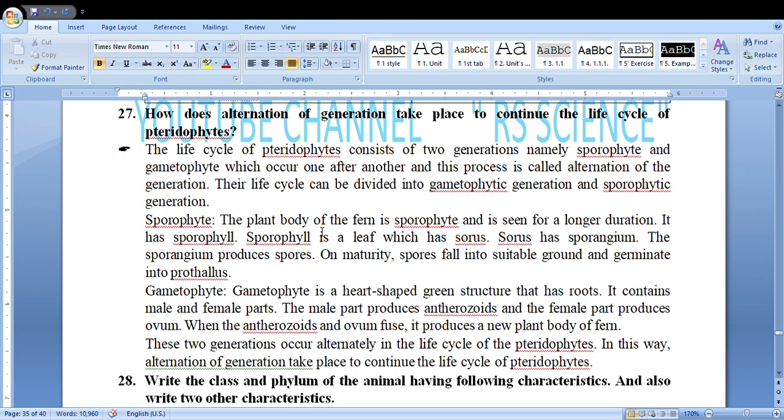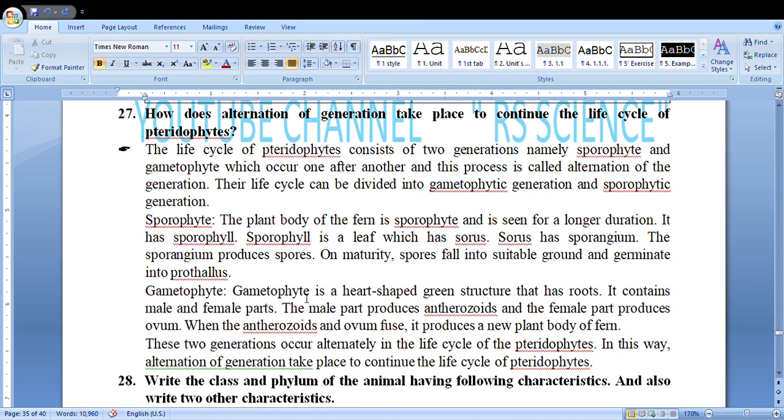Sporophyte: the plant body of fern is the sporophyte and is seen for a longer duration. It has sporophyll. Sporophyll is a leaf which has sorus. Sorus has sporangium. The sporangium produces spores. On maturity, spores fall on suitable land and germinate into prothallus. Prothallus is a heart-shaped structure. So the plant body itself is the sporophyte.